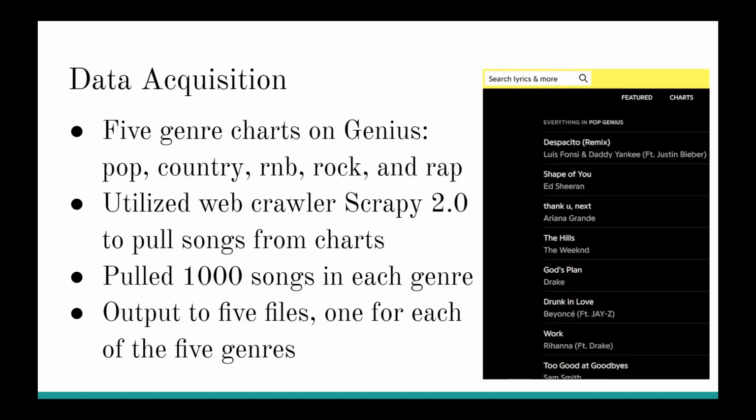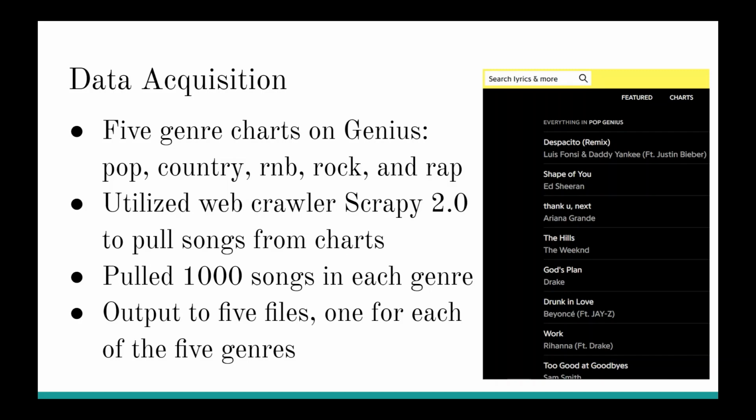We decided that Genius.com would be the best source for our data, as the website divides its lyrics into 5 charts corresponding to 5 genres: pop, country, R&B, rock, and rap, which will become our 5 labels. In order to acquire this data, we utilized Scrapy 2.0, a web crawling module for use in Python. Scrapy's web crawling capabilities allow us to search through each of the genre charts on Genius, identifying the lyric pages for each of the songs in these charts.